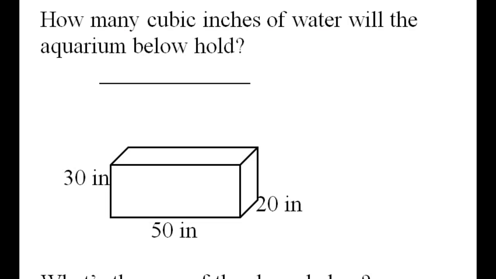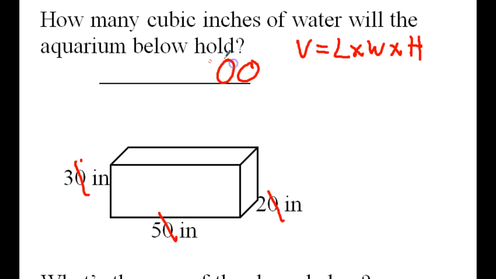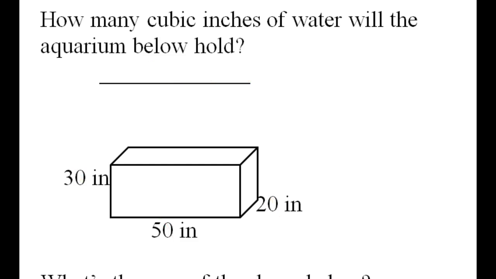How many cubic inches of water will the aquarium below hold? Well, this is a volume question. And volume equals length times width times height. So I'm taking 30 times 50 times 20. One of the things I like to do is just get rid of all my zeros. So there's 1, 2, 3 zeros gone, so I know they're on the end of my answer. Then I just have 3 times 2 times 5. So 3 times 2 is 6. 6 times 5 is 30. 30,000 cubic inches. Which sounds like a huge amount, but a cubic inch is really a fairly small amount.